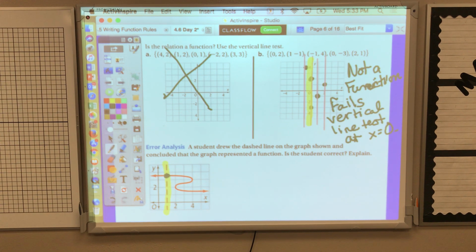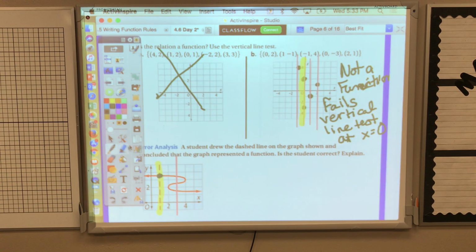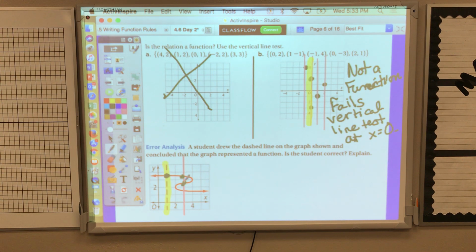But when I'm doing that test, I need to look at every single spot on that line. Remember, any line, whether it's curved or straight, has infinitely many points. So anywhere that is on my graph, I can draw a line. So if I were to draw a line right here, I would cross at 1, 2, 3 spots. What that tells me is that that student was not correct. Explain: it does not pass the vertical line test.